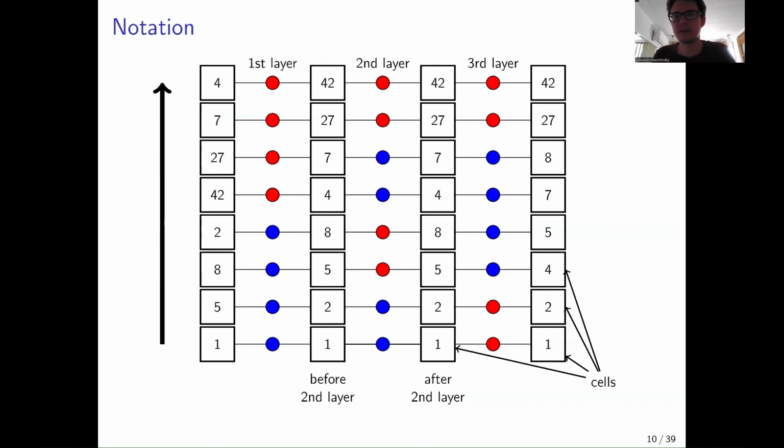To specify the position of these square cells, there are 2 ways. Consider the second column. Whenever convenient, we will say that these are cells after the first layer, and whenever possible, these are also cells before the second layer of the network. For example, output cells are cells after the last layer. In this case, these are cells after the third layer.